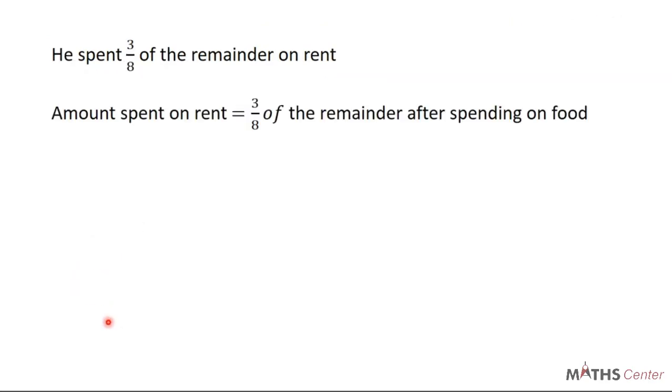He spent 3/8 of this amount, 9A/11, on rent. Before he started to spend on rent, he had 9A/11 on him, and he spent 3/8 of that on rent. So it is 3/8 times 9A/11. Here there are no common factors to simplify out, so you multiply 3 by 9A, which gives 27A, and 8 by 11, which gives 88. So this is the amount he spent on rent.